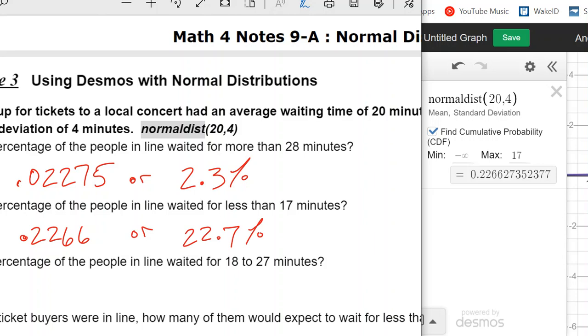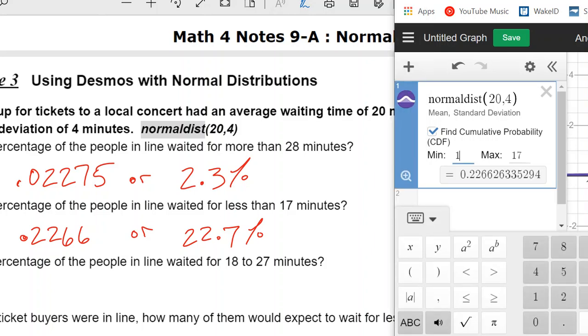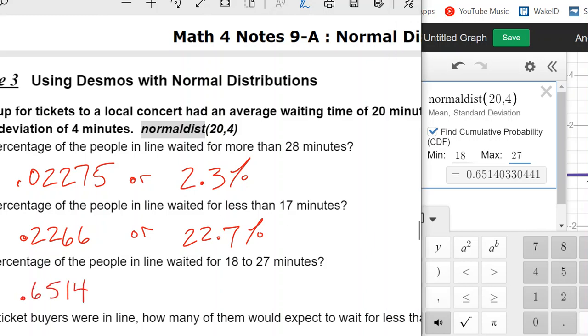I at least would like 4 decimal places because that gives me a correct sense of where to round the 0.7, as it were. All right, 18 to 27. Well, all I have to do is go back to these blanks and plug in 18 and 27. This is so much easier than playing with the TI-84s. All I have to do once I have these numbers punched in is change my terms, and it does all the heavy lifting. All right, 0.6514 would be 65.1%.